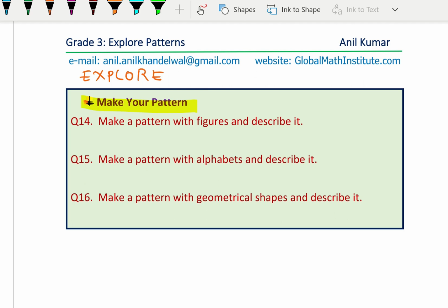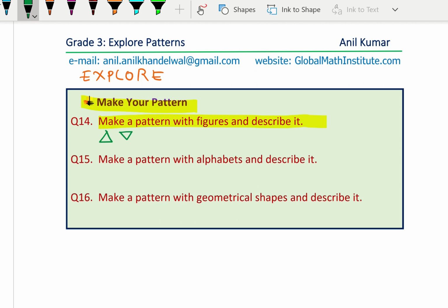Question number 14 is make a pattern with figures and describe it. So you can make different figures and then describe it. For example, like what? Well, you can make one triangle in this way, one triangle in the other way. Kind of, you could do something else also. Make it more complicated if you can.